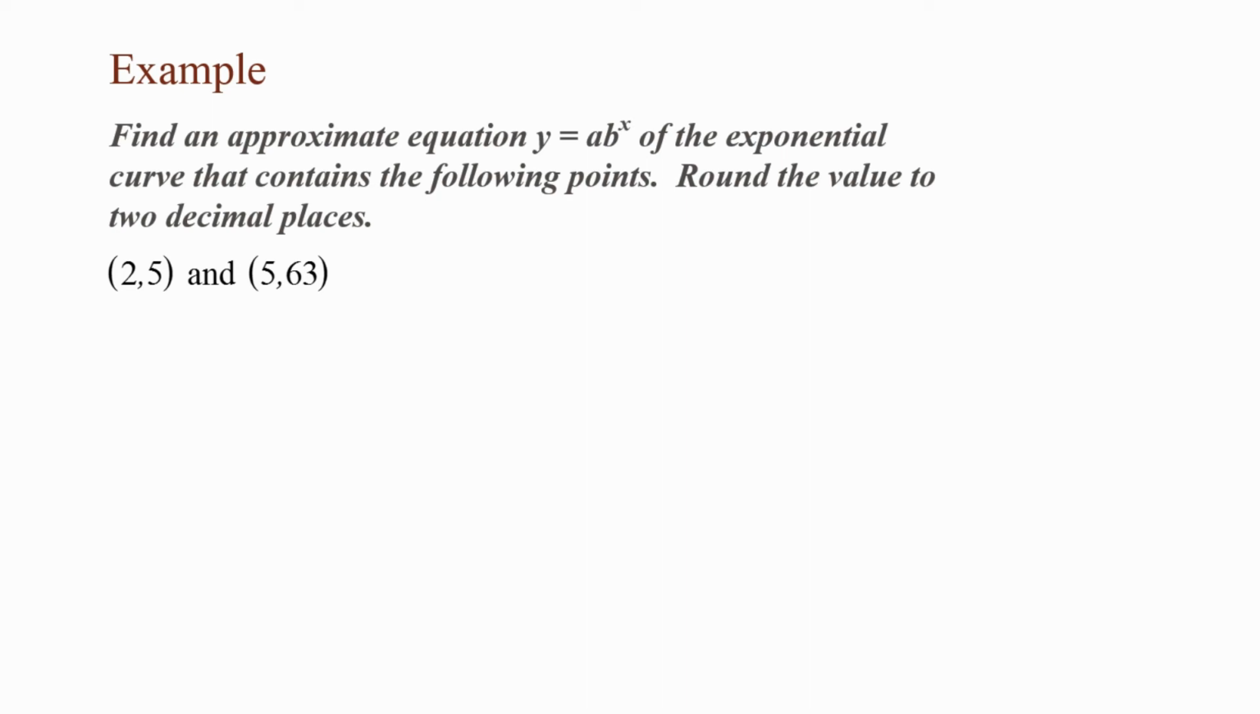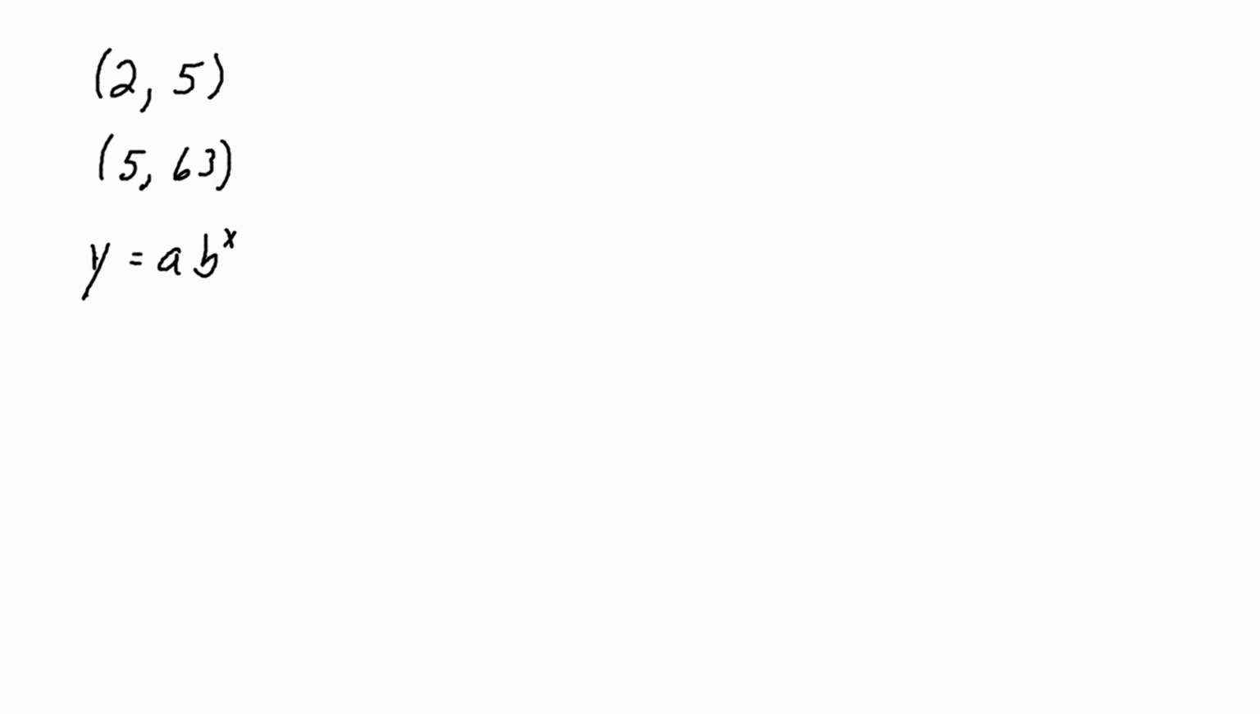In this example, find an approximate equation y equals ab to the x of the exponential curve that contains the following points. Round the value to 2 decimal places. 2, 5 and 5, 63. So for this example, we're not as lucky as we were with the previous example. We don't know what a equals. So this is going to be a little more complicated. Using the point 2, 5, 5 equals a, b to the second power. For the ordered pair 5, 63, 63 equals a, b to the fifth.